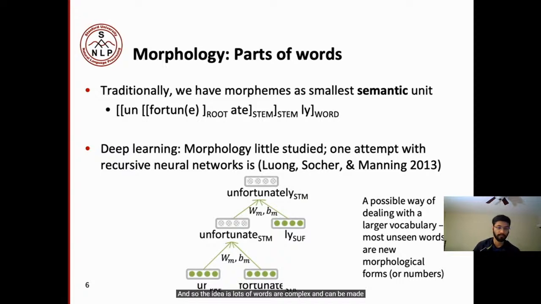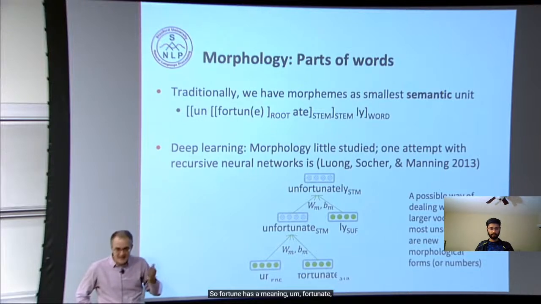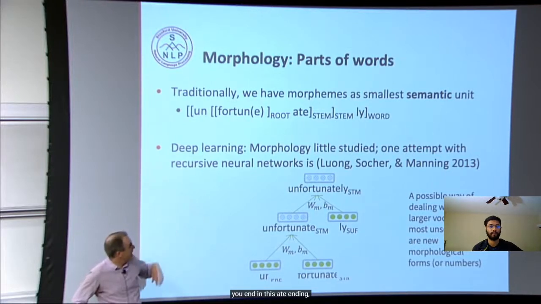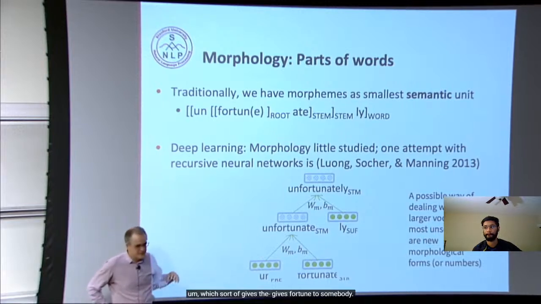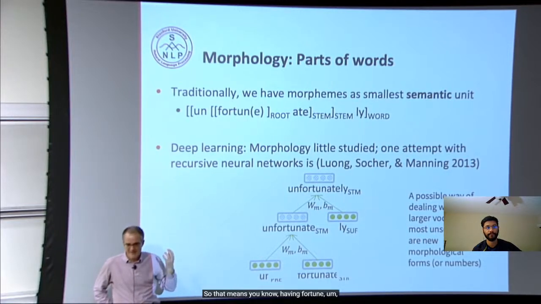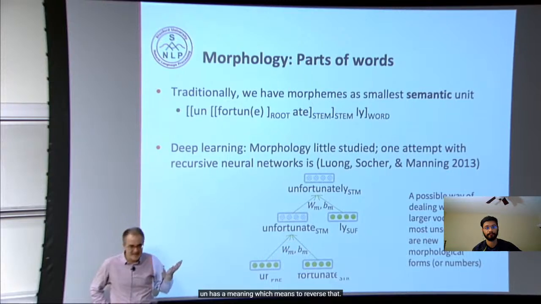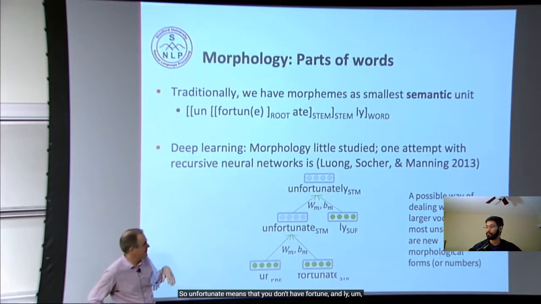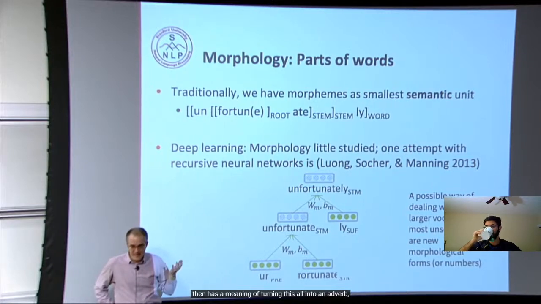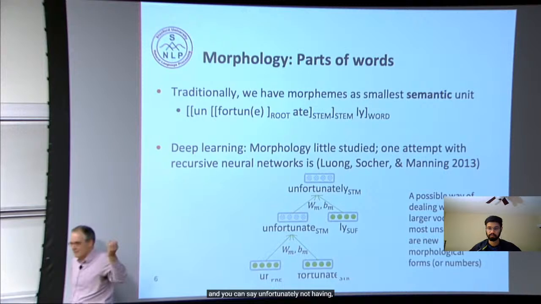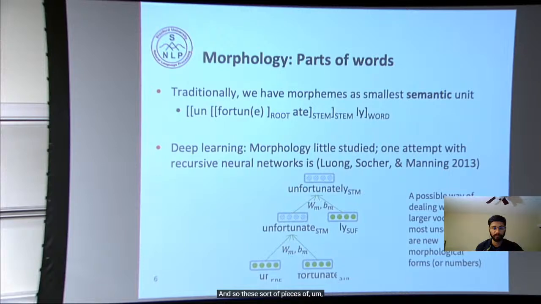The idea is that lots of words are complex and can be made up of pieces, but these pieces do have meaning. So fortune has a meaning. Fortunate, you add this -ate ending, which gives fortune to somebody, so it means having fortune. Un- has a meaning, which is to reverse that, so unfortunate means that you don't have fortune. And -ly then has a meaning of turning this all into an adverb, so you can say unfortunately, not having gotten fortune, something happened. These pieces of words are the minimal things that have meaning.